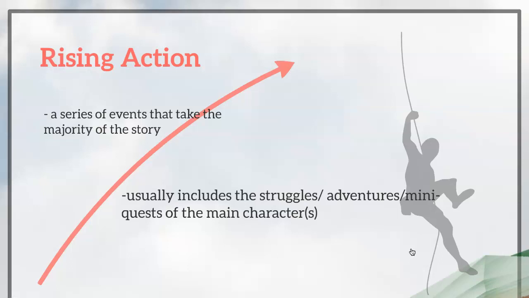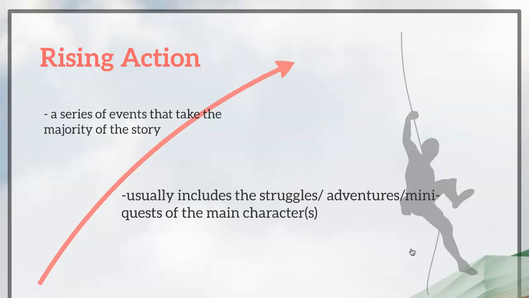And the rising action is a series of events that take the majority of the story, like I said, and it usually includes the struggles, adventures, mini quests of the main characters, things like that. So think Harry Potter. Harry Potter, his overall conflict is man versus man, right? And he has to fight Voldemort at the end.